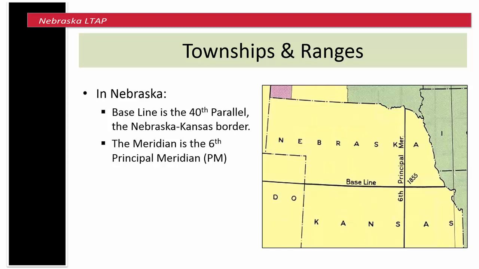This map shows the baseline and principal meridian in Nebraska. All townships in Nebraska are north of the baseline. The ranges in Nebraska are either west or east of the 6th principal meridian.